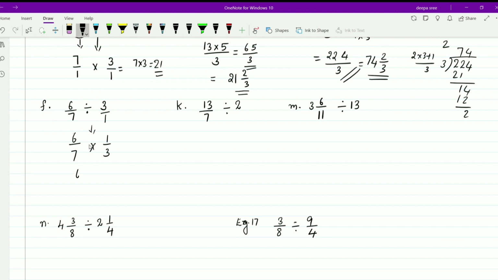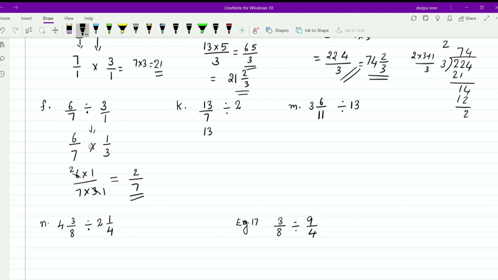Now here 6 into 1 divided by 7 into 3. In the 3 table 6 is there, therefore we can cancel: 3 ones are 3, 3 twos are 6. Otherwise you have to do prime factorization also. 2 into 1 is 2, divided by 7 into 1 is 7. This is the answer.